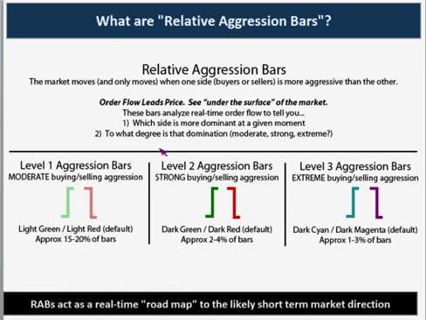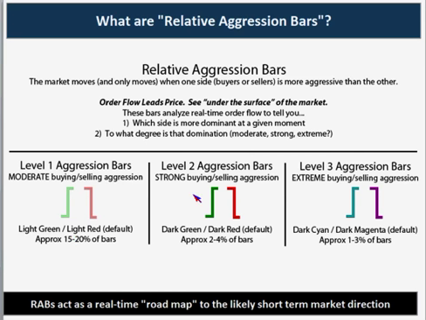Okay? So there are 3 levels of these aggression bars. The first is a level 1 aggression bar, and this is telling us that there is moderate buying or selling aggression. So we have a buying level 1 bar and a selling level 1 bar, and you can change these colors if you have any issues with them. There are audio alerts that go along with that, of course. Now these level 1s are going to occur, as a rough number based on the different market and time frame, roughly 15 to 20% of the time.